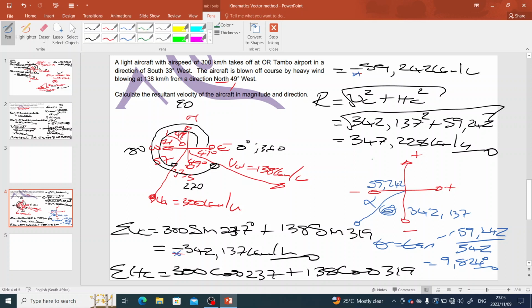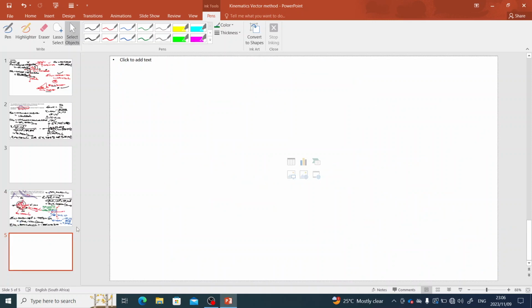Now in writing the direction, it will be south 9.824 degrees west. Or if we've calculated the alpha, it will be west 80.176 degrees. Because when you add this and that, you must get what? 90. Now our resultant is in the third quadrant. Whether you write your direction as that or as that, it doesn't matter. Your answer will be the same and the correct one.